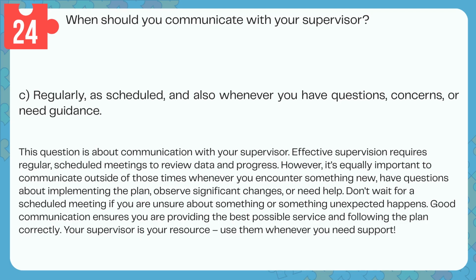This question is about communication with your supervisor. Effective supervision requires regular, scheduled meetings to review data and progress. However, it's equally important to communicate outside of those times whenever you encounter something new, have questions about implementing the plan, observe significant changes, or need help. Don't wait for a scheduled meeting if you are unsure about something or something unexpected happens. Good communication ensures you are providing the best possible service and following the plan correctly. Your supervisor is your resource. Use them whenever you need support.